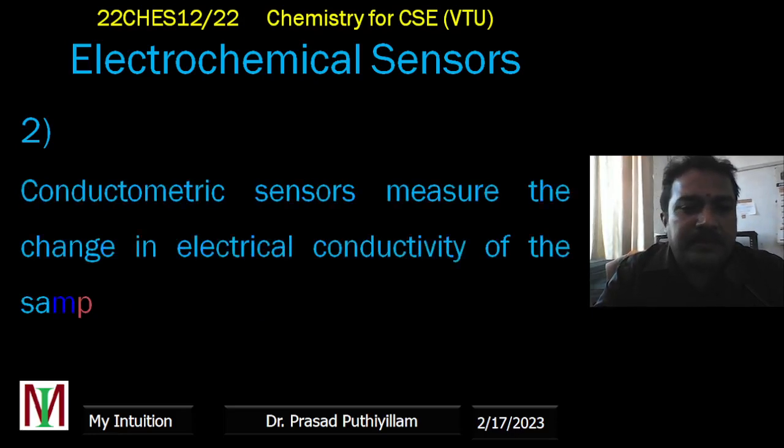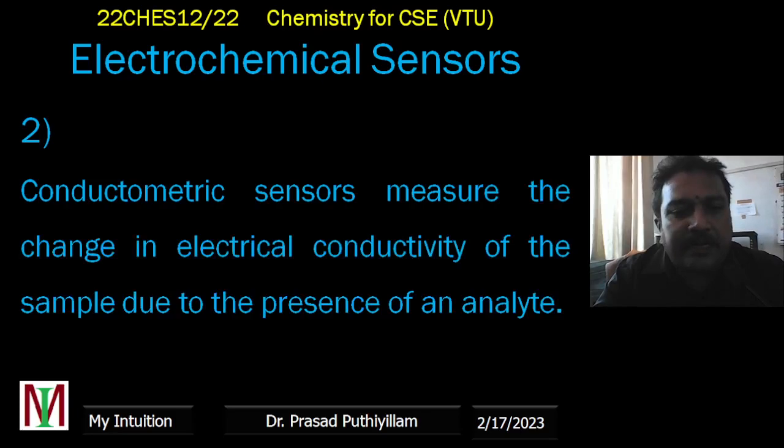Conductometric sensors mainly measure the change in electrical conductivity of a solution or the analyte. Analyte means it is a solution which we want to analyze. There is a change in the conduction when a chemical reaction takes place.